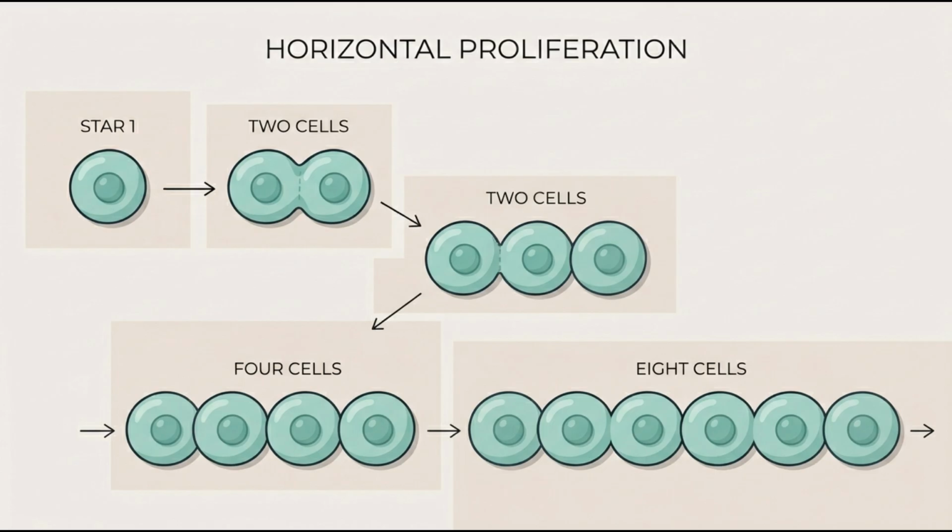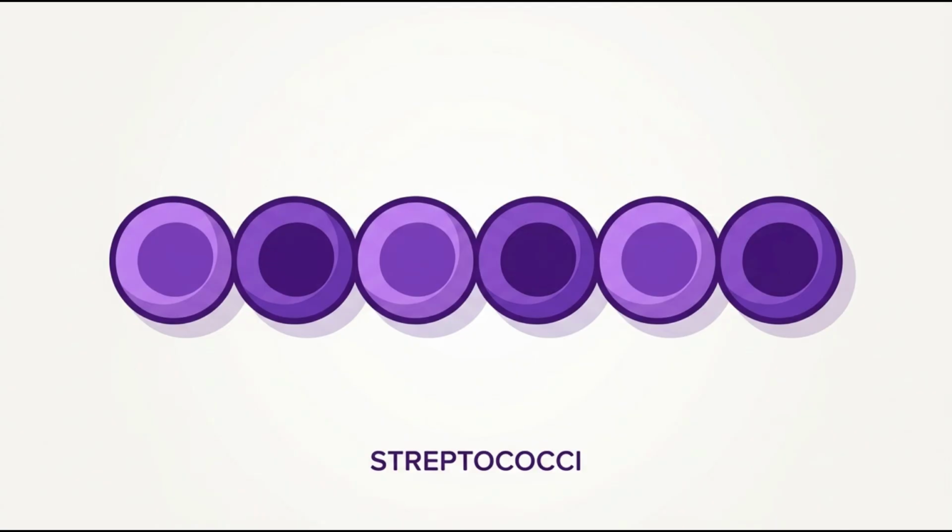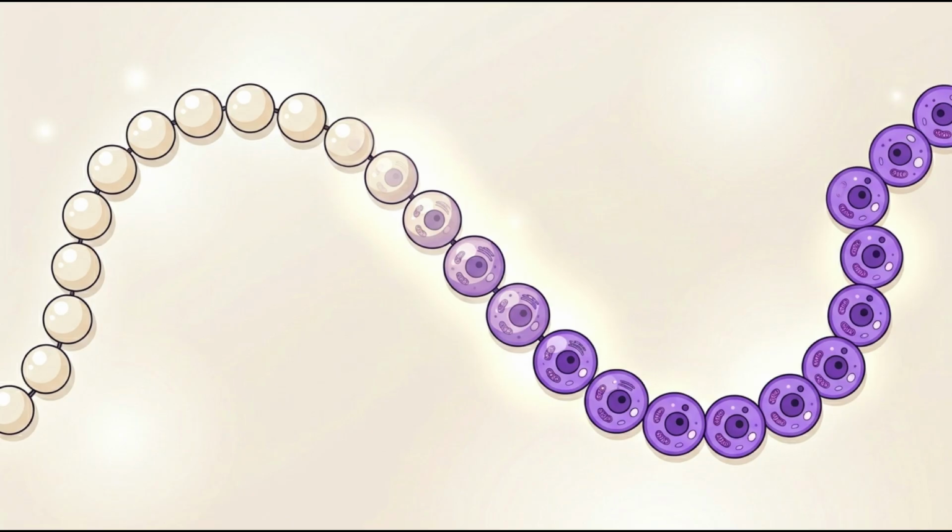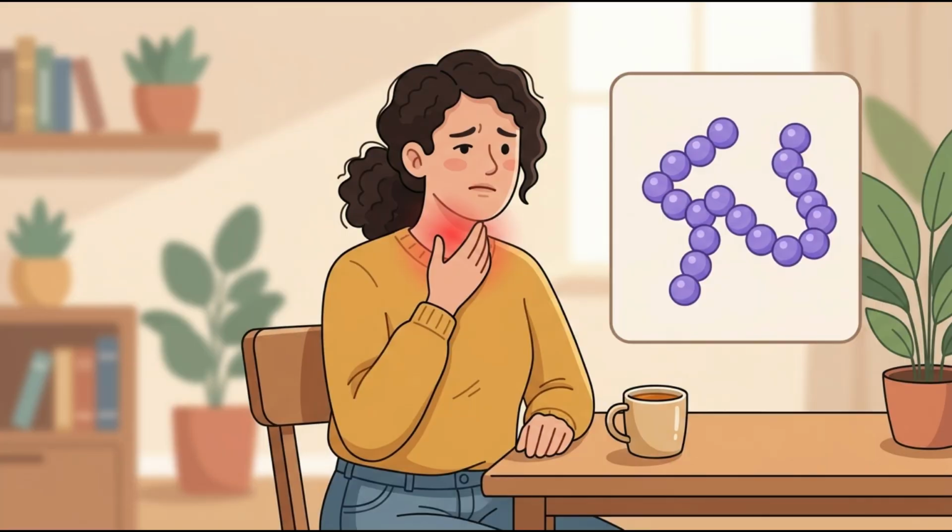Now divide again and again, all in one direction. The cells form a chain. Meet the streptococci. Strepto means twisted. Picture a tiny string of pearls. Strep throat, same family. You've already met this one.